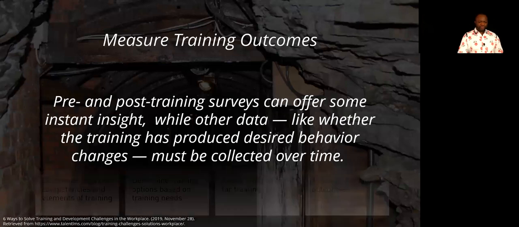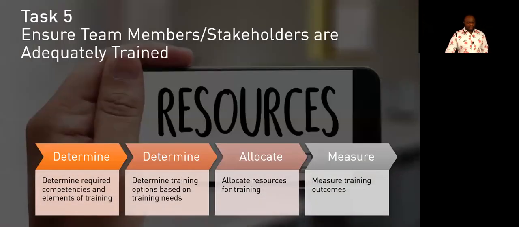So the summary of what we've looked at here is determine required competencies needed, right? Determine training options, allocate resources, and measure outcomes.